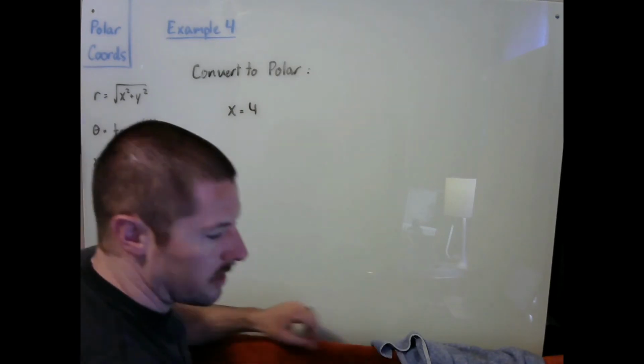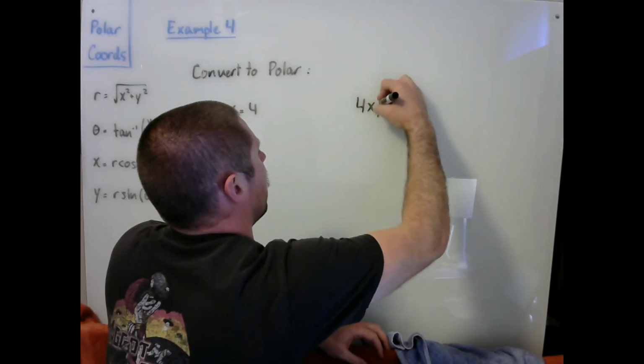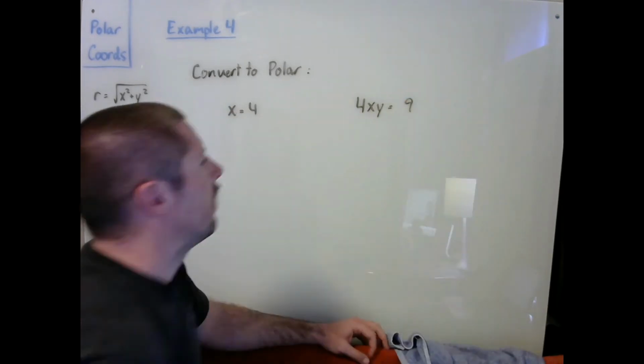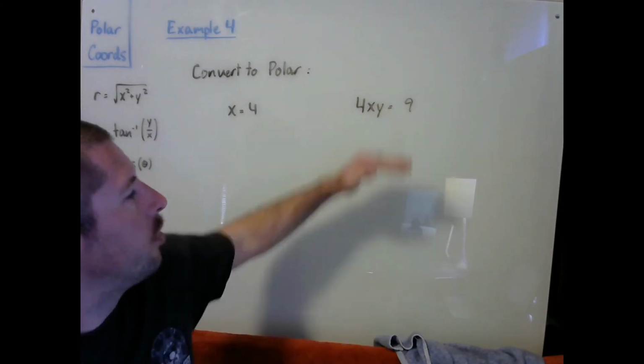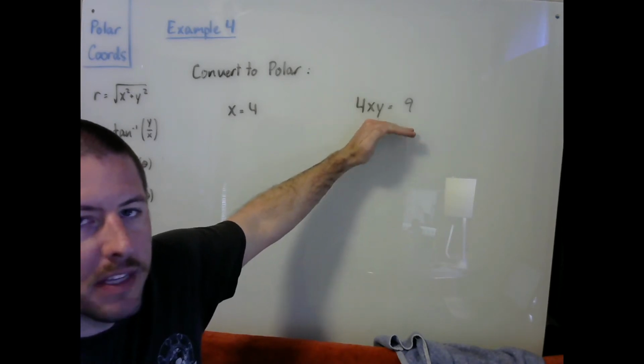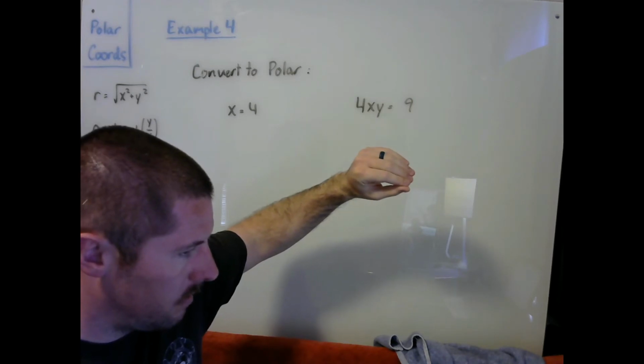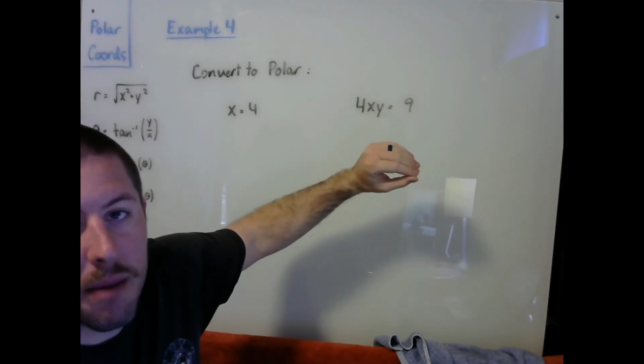The second equation is 4xy equals 9. We're going to do a little bit of extra math with this one, by the way, something that's slightly beyond the scope of this class in a sense. Wait, is that even this? No, we're not. Sorry, that's coming up in a different example.